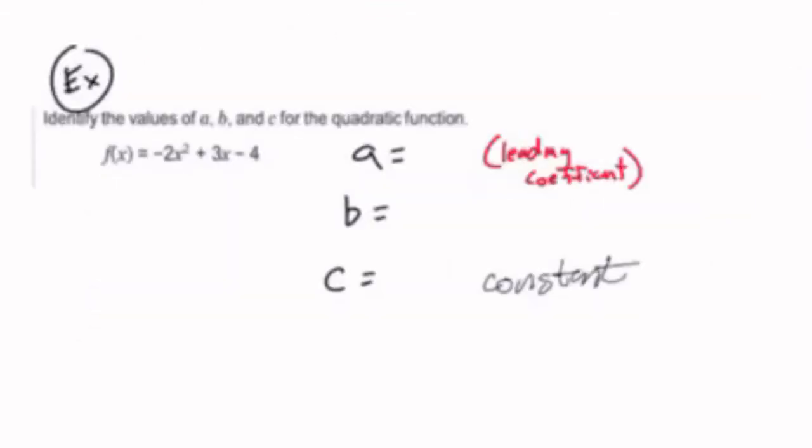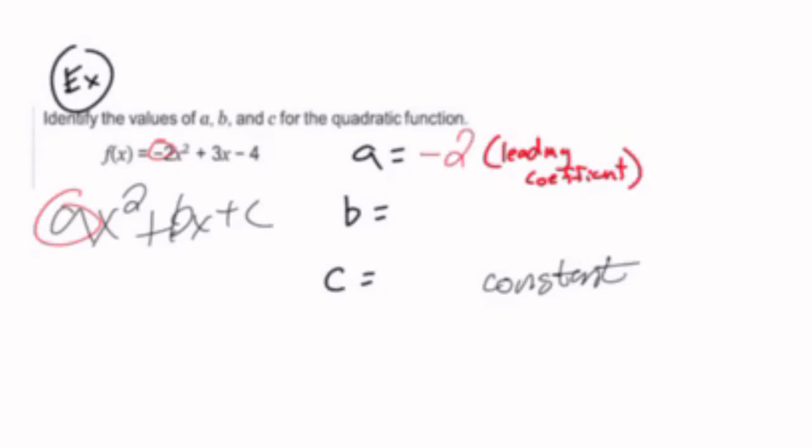We are going to identify the a, b, and c values for the quadratic function. If you remember from the beginning of our notes, what is the equation of a quadratic function? It's f of x equals ax squared plus bx plus c. So when it says identify the values of a, b, and c, a is the number or the coefficient in front of the x squared, which in this example is -2. B is the coefficient in front of x, which in this example is a +3.